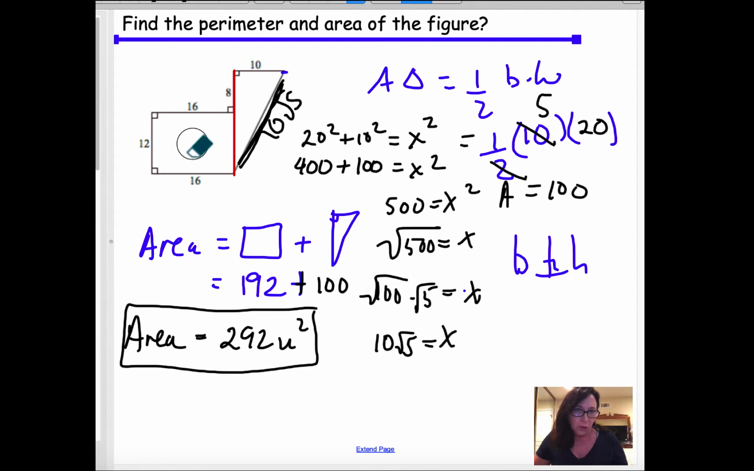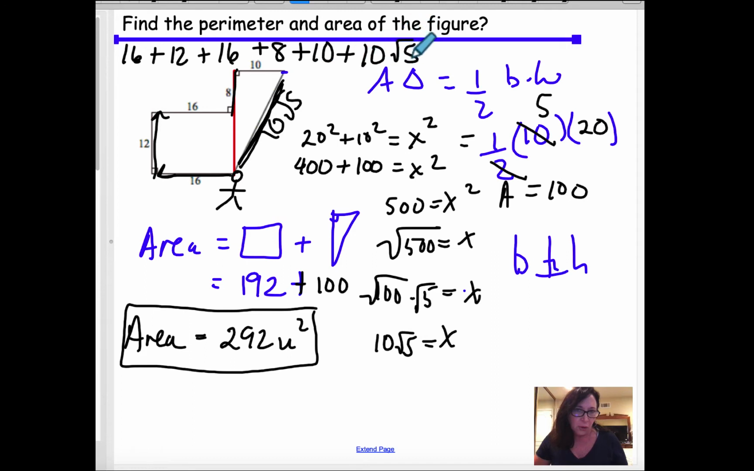And now that we have this side here is 10 root 2, then we just add that up. So if I just start somewhere, I'm going to start right here, and we're going to go to the left. So we're going to go 16 plus 12 plus another 16 plus 8 plus 10, and then plus 10 root 5. Everything can be added together except for this 10 root 5, because only roots can be added with roots. Like 2 root 3 plus 3 root 3 would be 5 root 3. So you can add the same roots together, but you can't add roots with not roots.